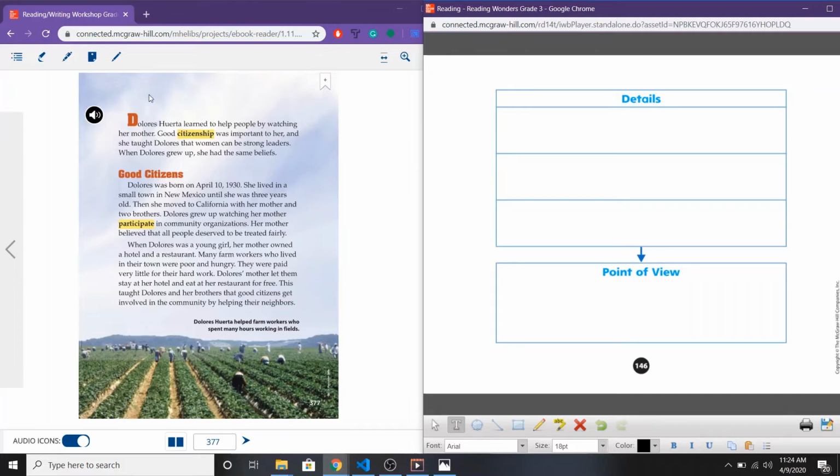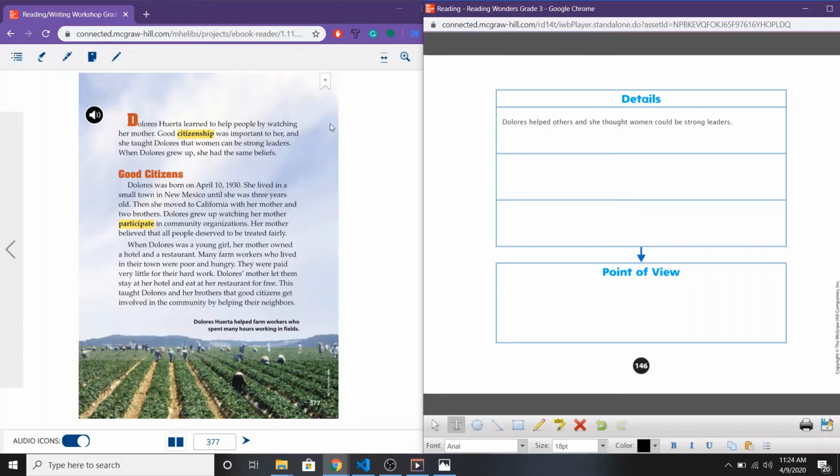So I know that Dolores Huerta was helping people, and I know how I feel about people who help others, so that's a detail for me that gives me a clue. So I know Dolores helped others. I also see in the first paragraph that it says that Dolores had the same beliefs as her mom, that women can be strong leaders. So I'm going to add that in here as well. She helped others and she thought women could be strong leaders.